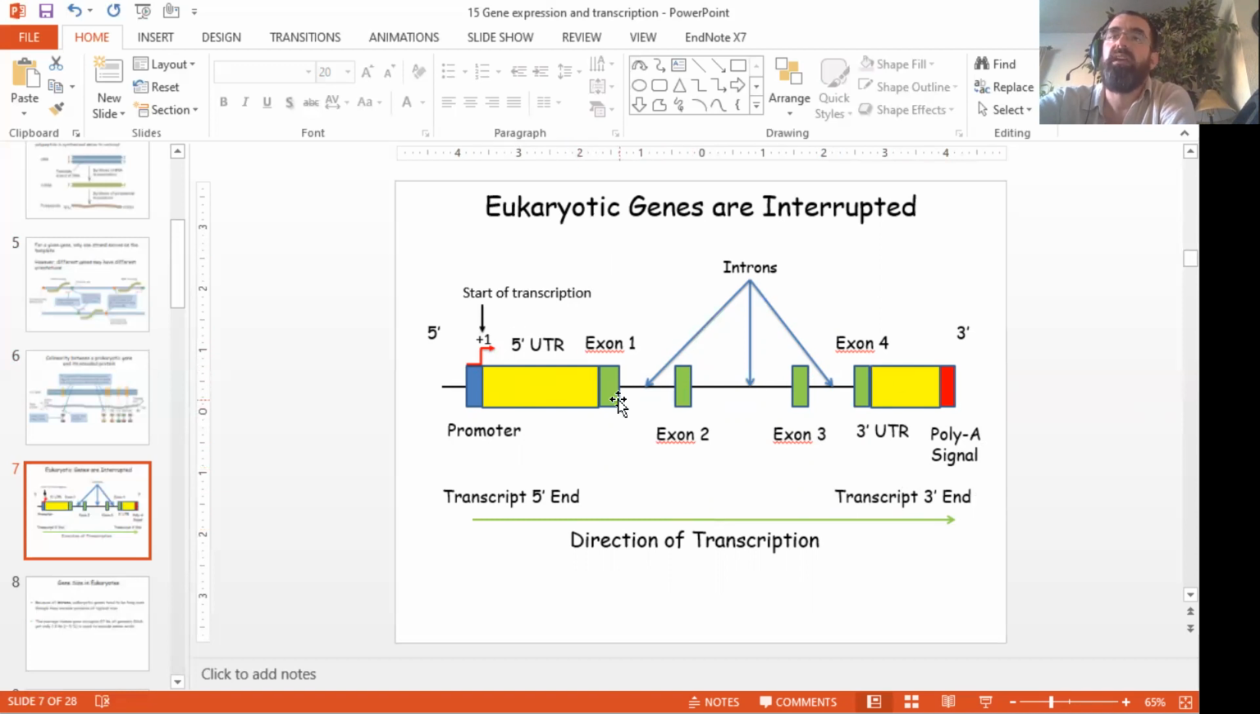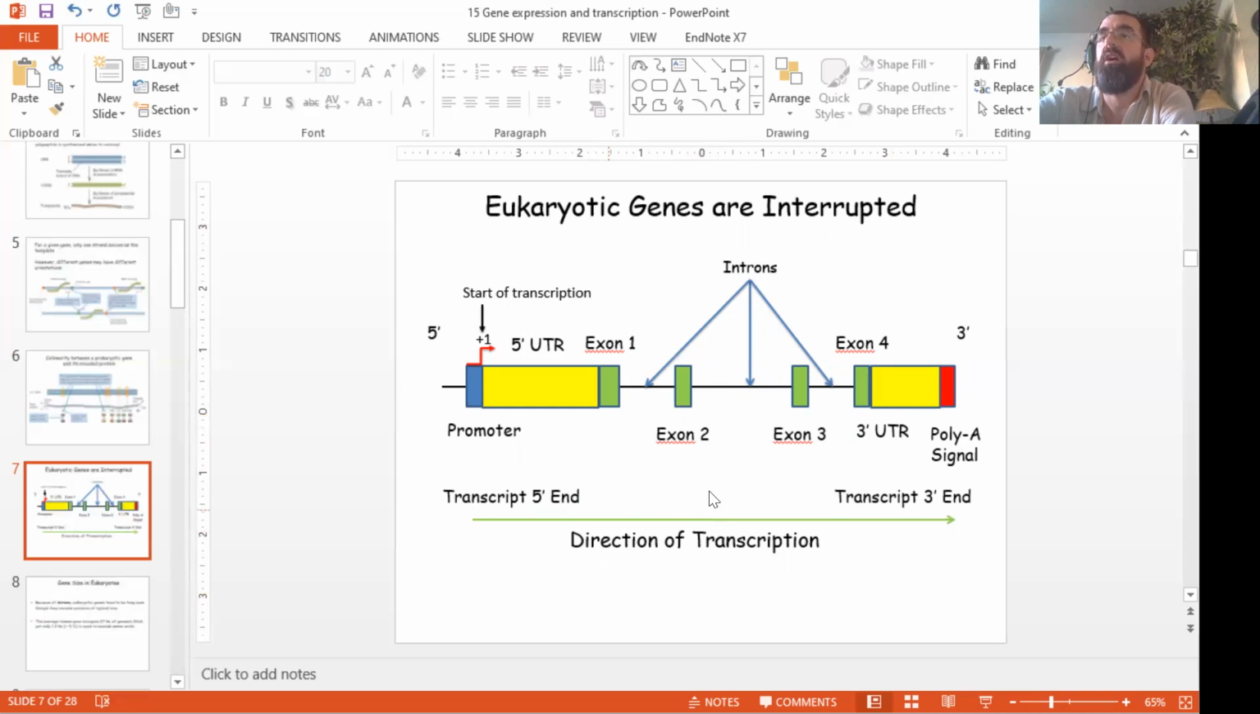But eukaryotic genes pretty much always have introns. I think it's very, very rare when they don't. You have an exon of a given length, then you have an intron, and then you have another exon, and so on and so forth. So obviously, and this is something that we'll cover maybe next week, can't remember when exactly.